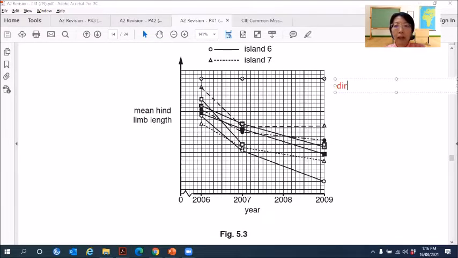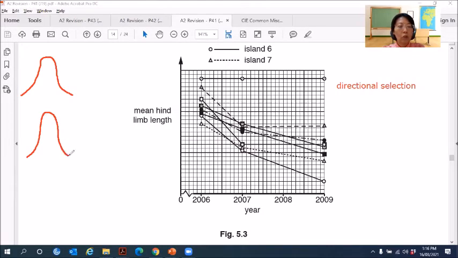Remember, selection has three possible patterns, right? From the original phenotype variation, in the end, it is still like this. No change is called stabilizing selection. Or from the original, it becomes like this. This is called directional selection. Or it becomes like this. This is called disruptive selection, right?